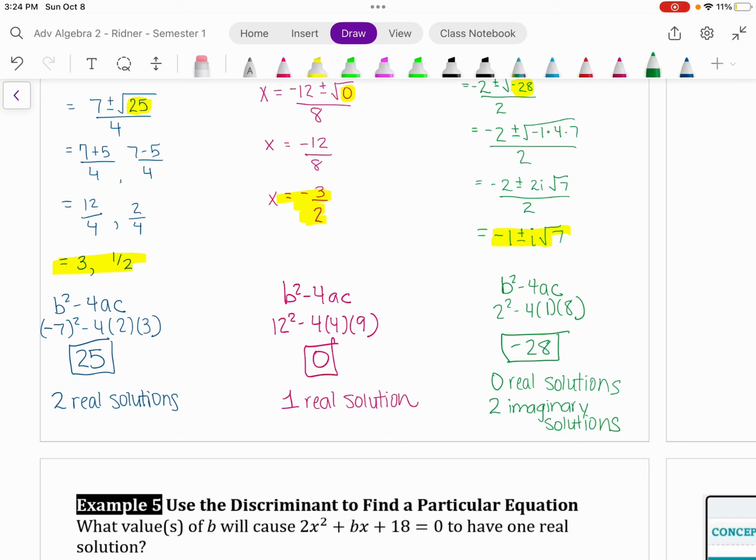And so if you have a question that asks, find the discriminant, you would give them the answer 25. You would give them the answer 0. You would give them the answer negative 28. If the problem asks, use the discriminant to determine the number of zeros, you would find the discriminant, realize that, hey, a positive number gives me 2 real solutions. So that's the difference there. You could see questions asked like that.